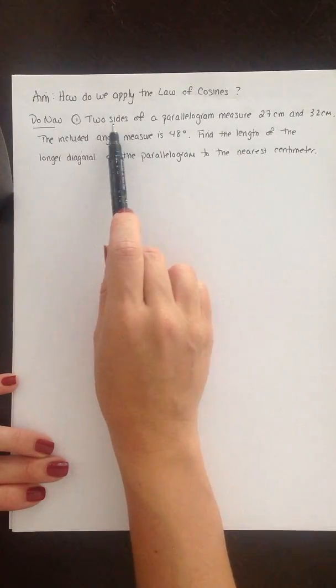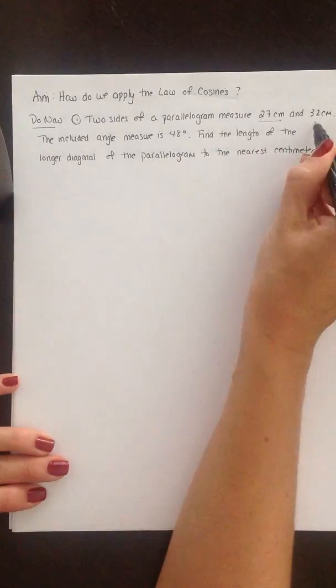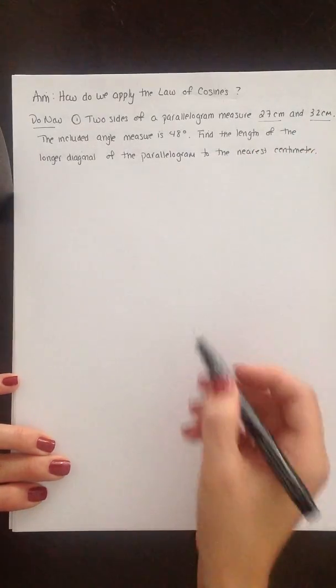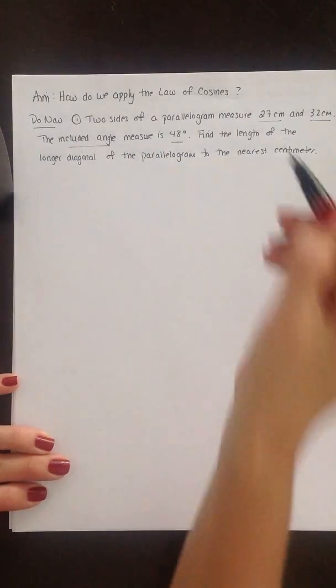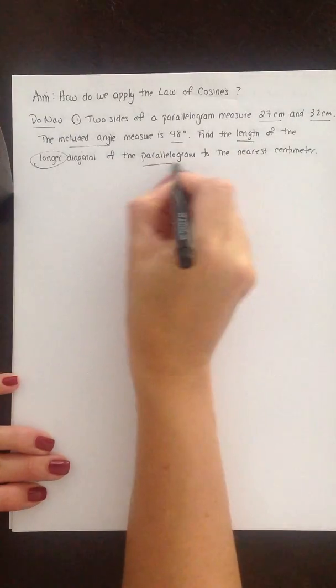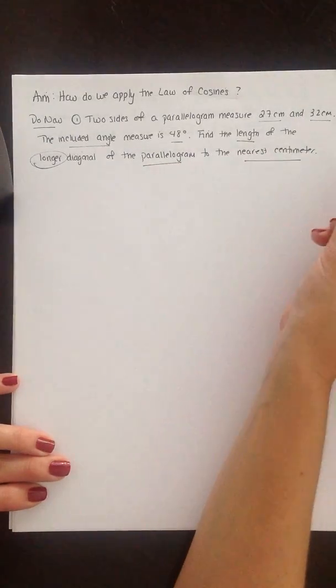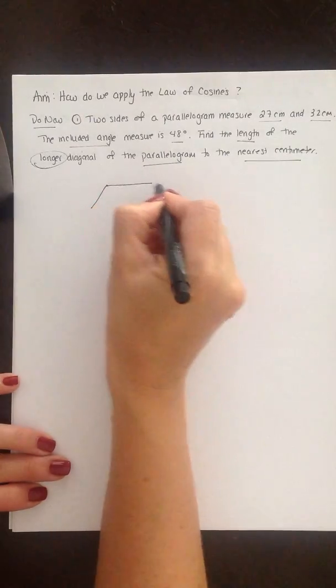So we've got here two sides of a parallelogram, measuring 27 centimeters and 32 centimeters. The included angle is 48 degrees and our job is to find the length of the longer diagonal of the parallelogram to the nearest centimeter. So probably a good idea to start by drawing a picture.